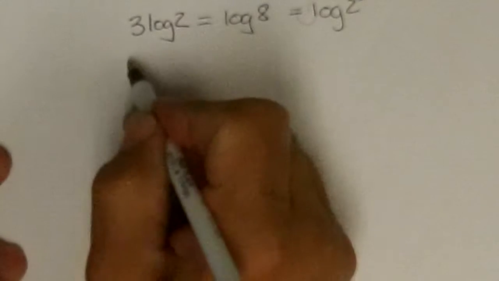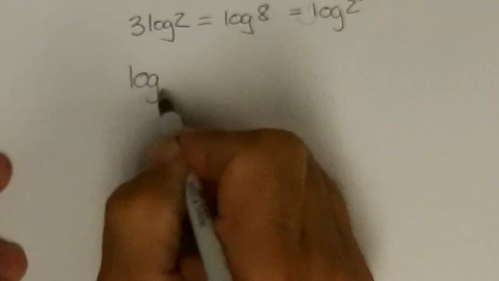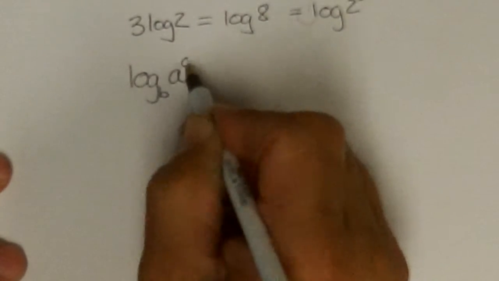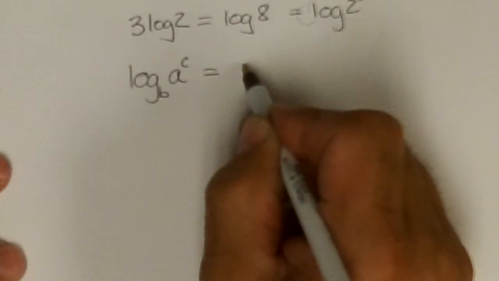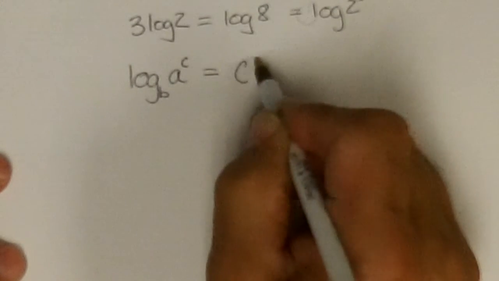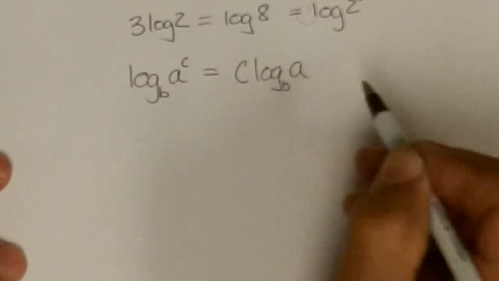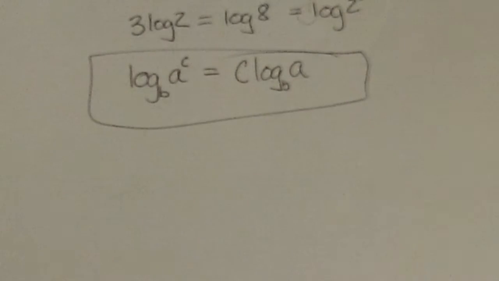So our rule is, if we have log in any base b of a to some power c, the power can be dropped down in front, c log a in base b. So there is our power rule for logs.